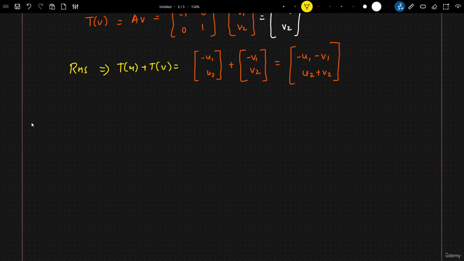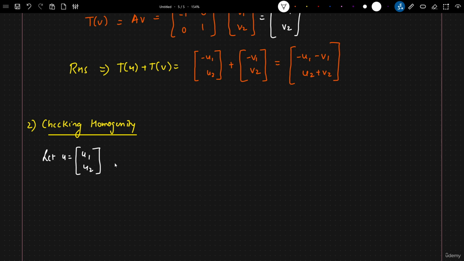Don't worry, I will still take a real world example, we'll take some vectors and then again we will try to solve this. So the second one that we are doing is called homogeneity, checking homogeneity. For checking homogeneity, let's consider a vector u. U is denoted by u1, u2. Let this be a vector in R square and c be a scalar, because the second property is with respect to scalar.